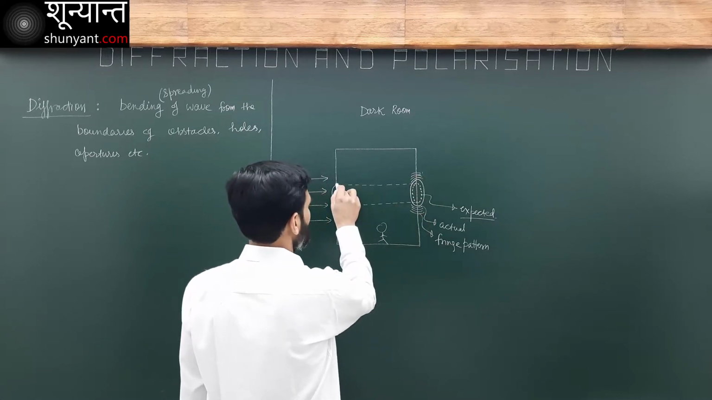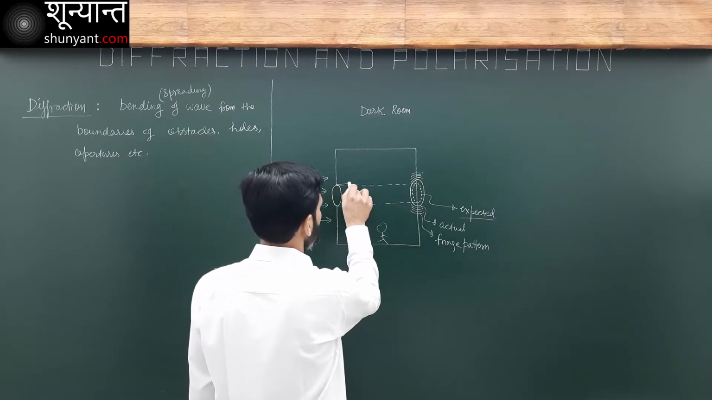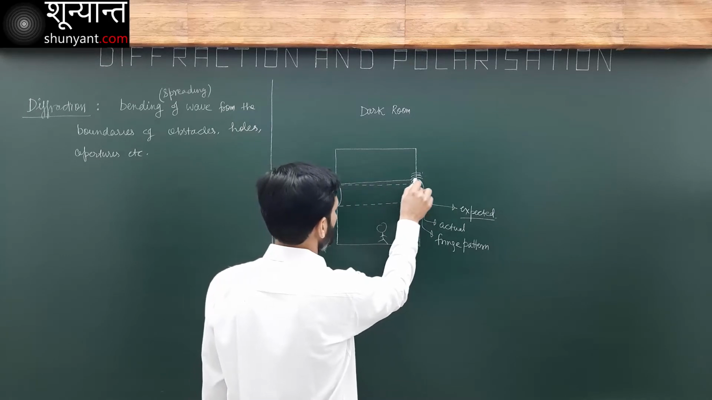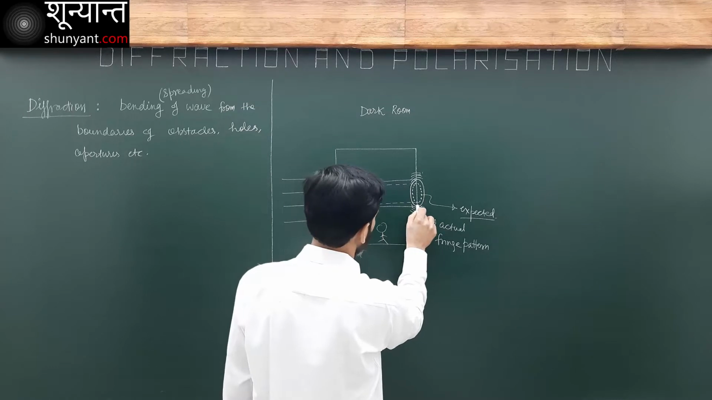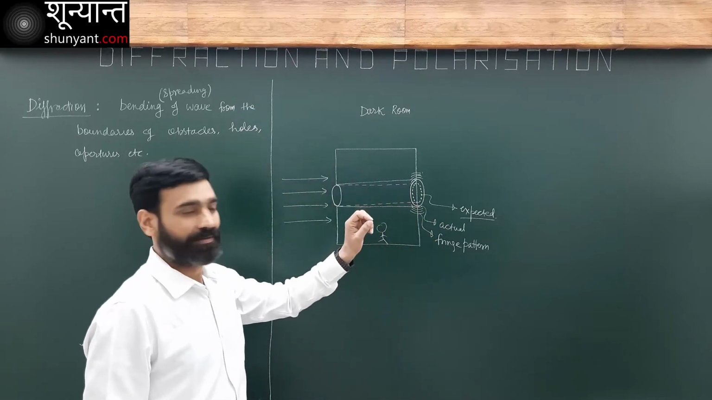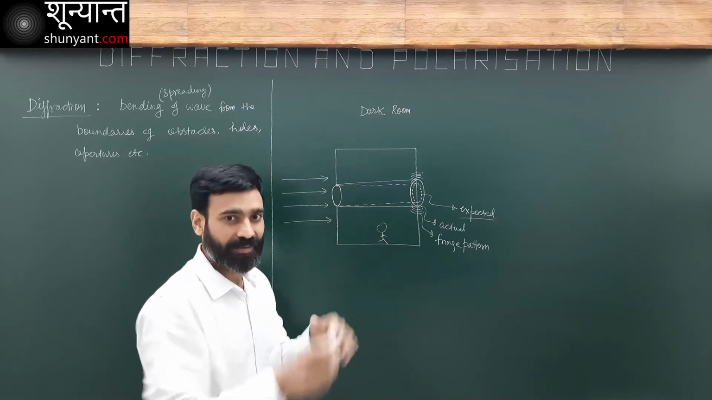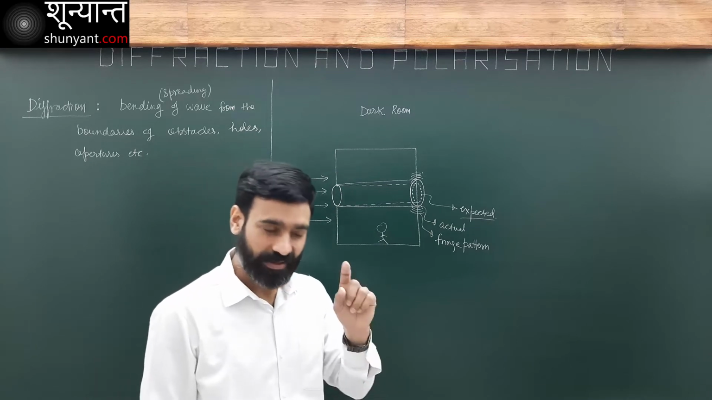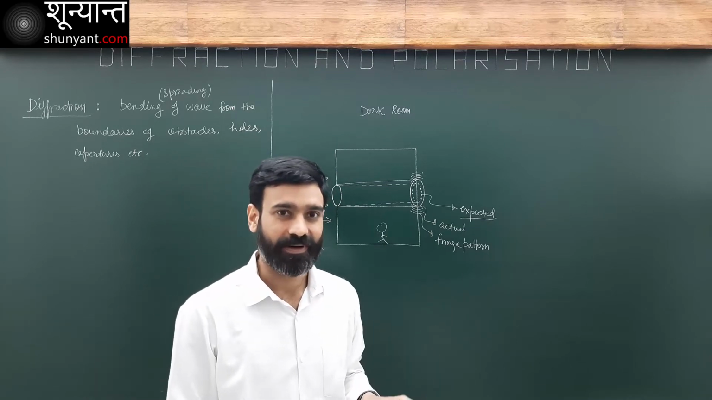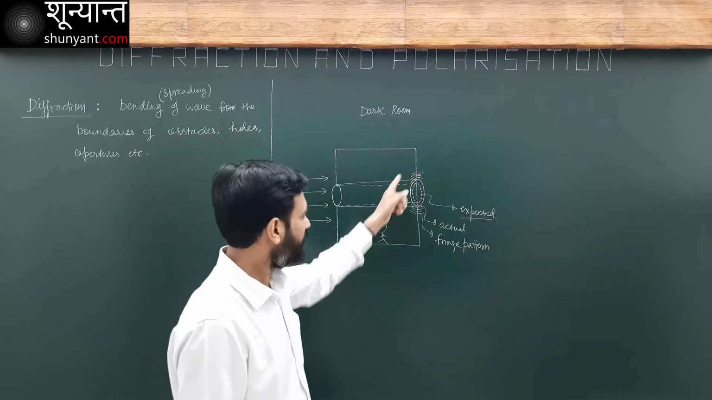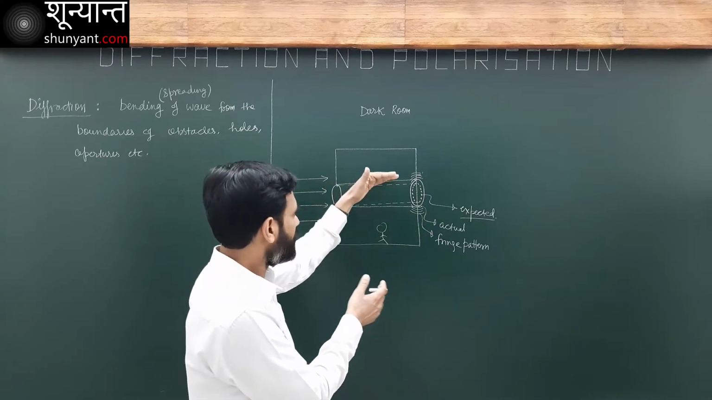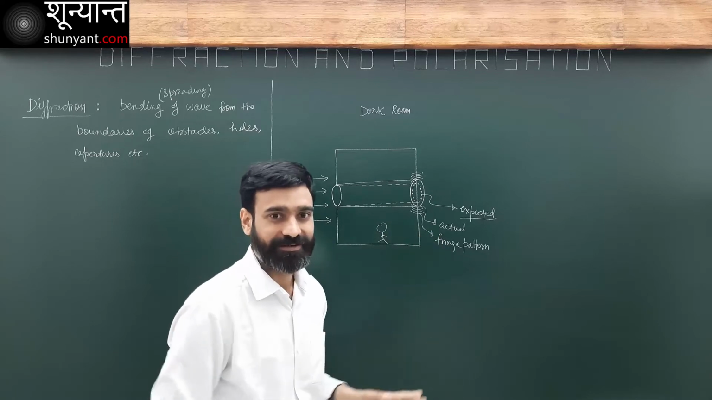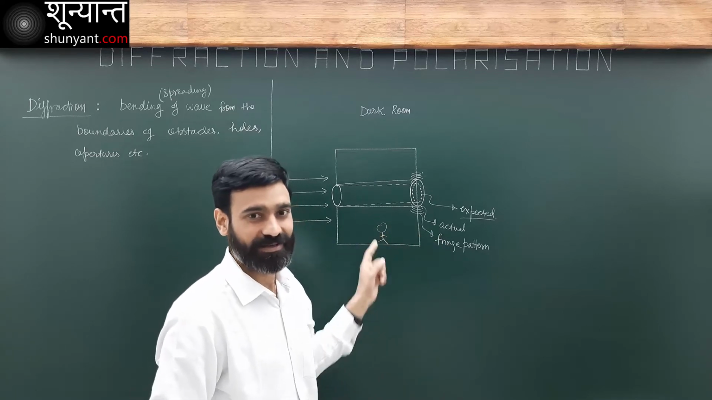That means the light is bending from this point here. It is possible only if the light is bending. Otherwise, it's absolutely impossible. How can light reach here? That means at this point the bending has happened. Spreading has happened. Not only that, I find a fringe pattern also. So this whole phenomenon, this bending plus this formation of fringe patterns, is known as diffraction.